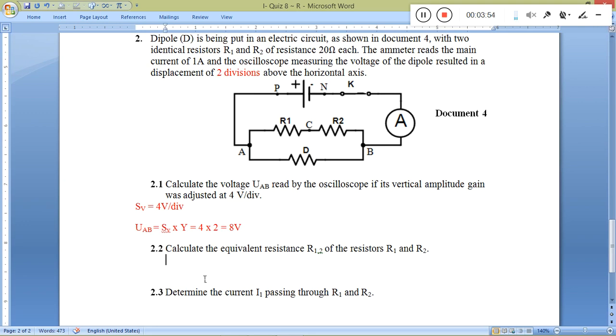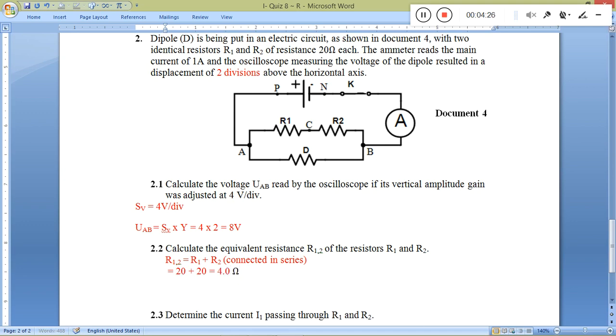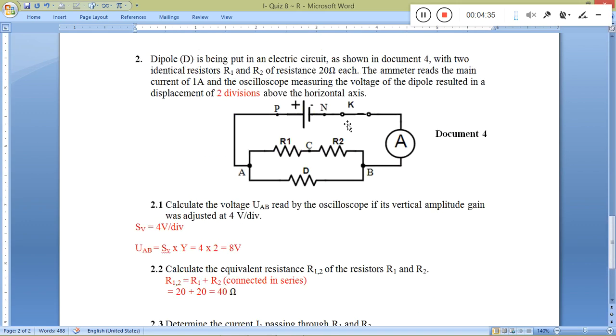Now, calculate the equivalent resistance R12 of the resistors R1 and R2. So R12 is equal to R1 plus R2, since they are connected in series. So it's equal to R1, which is 20, and R2 is also 20, since they are identical resistors, which is 40 ohms. Okay? Oh, it's not 4.0, it's 40 ohms.